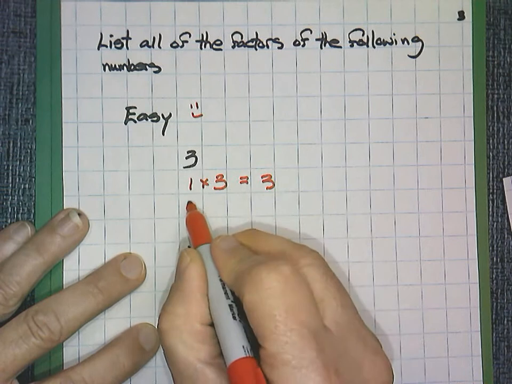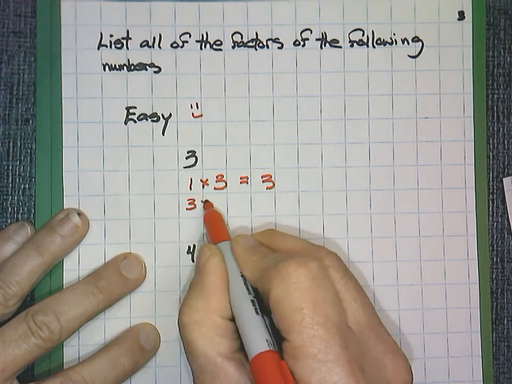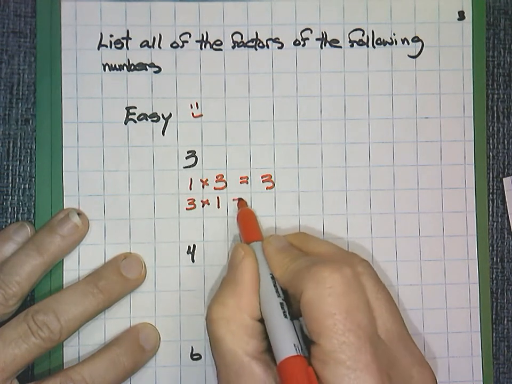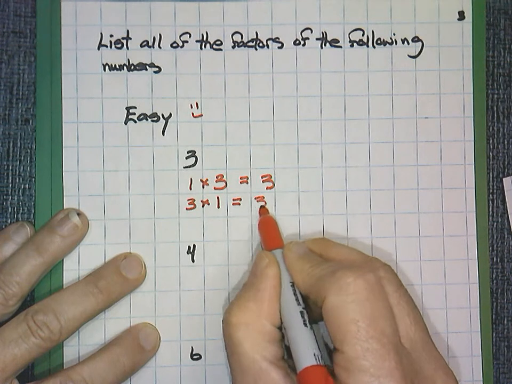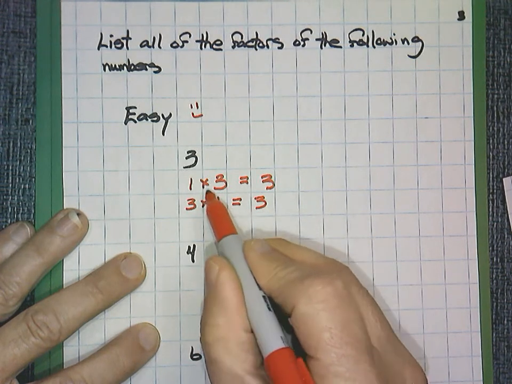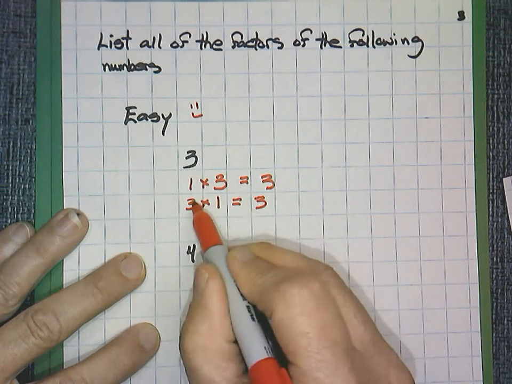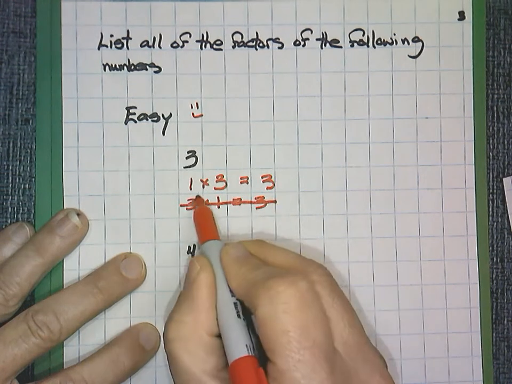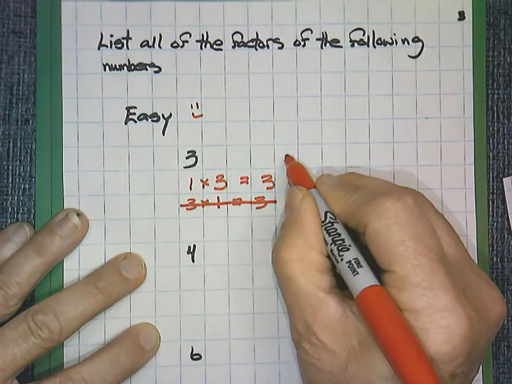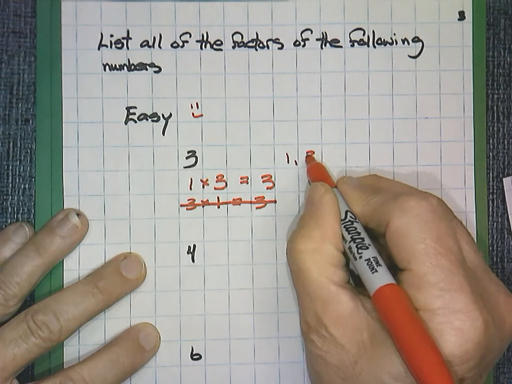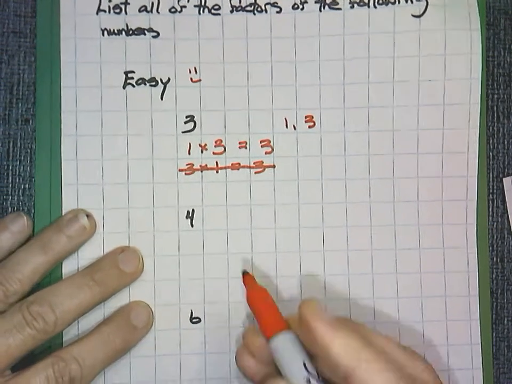Now, some people may say, well, can you switch it with the commutative property? And the answer to that question is yes, but notice that we still have 1 and we still have 3, so we don't need to list that. I'm just going to list our factors of 3 right over here, 1 and 3.